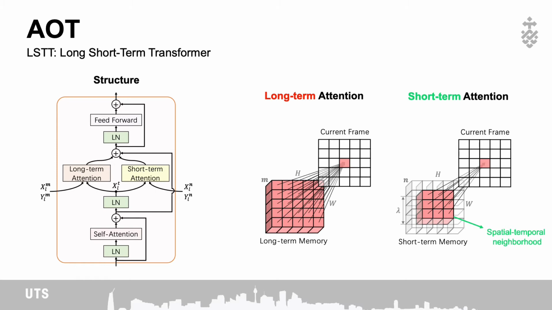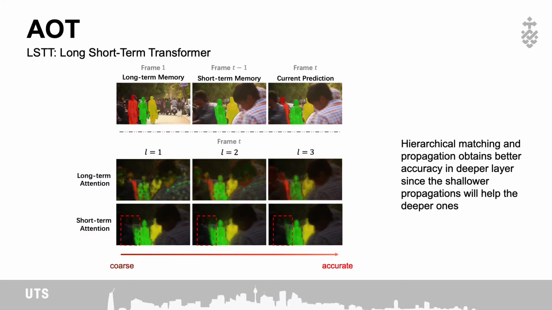The long-term attention performs a global matching from long-term memory frames. In contrast, the short-term attention conducts a local matching from a small spatial-temporal neighborhood for each position. The hierarchical LSTT is not a simple combination of multiple attention layers.